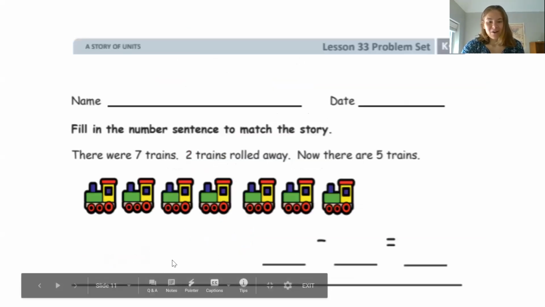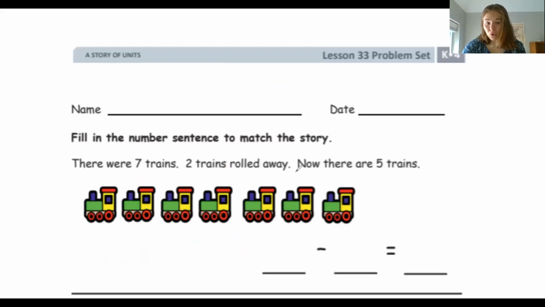Okay, so our first problem says, fill in the number sentence to match the story. All right, here's what our story says. There were 7 trains. 2 trains rolled away. Now there are 5 trains. So this story tells us all the numbers that we need to know, right? It tells us what we start with. It tells us how many we take away and how many are left.